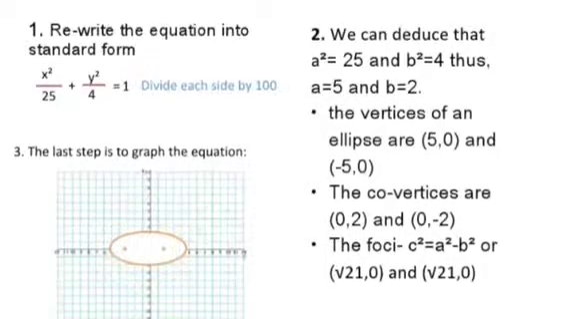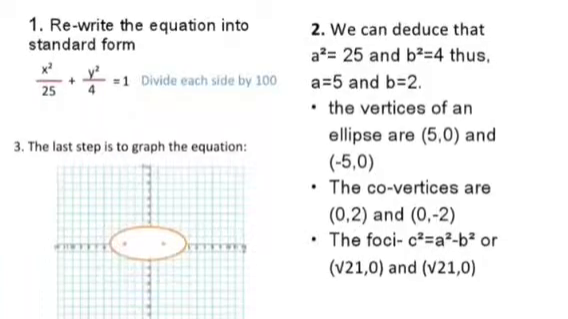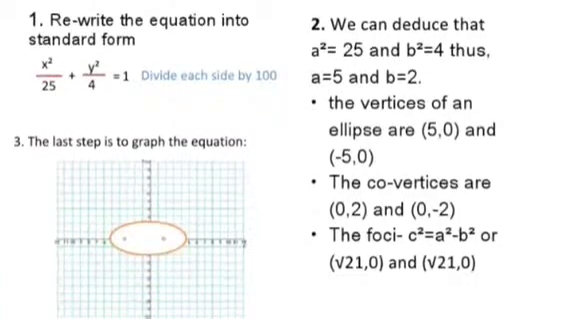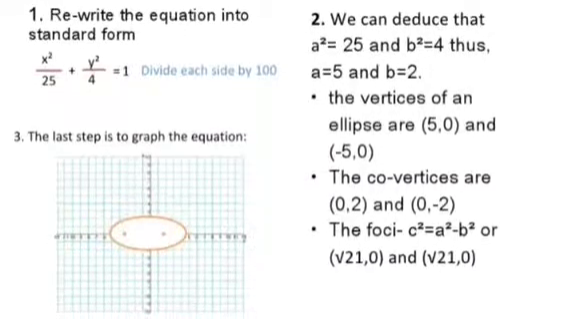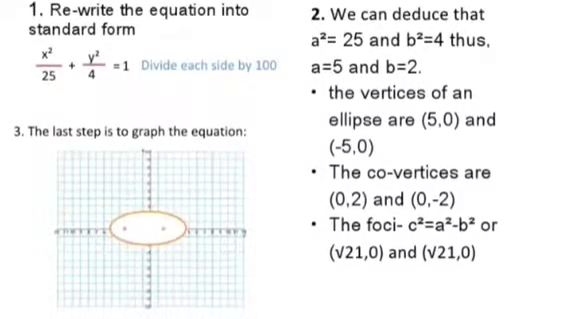Now that we have everything that's necessary, we can begin to graph the equation. First, we plot the covertices and vertices, and we form an oval. We unite them with the major axis and the minor axis, and then we plot the foci, and you have graphed an equation of an ellipse.